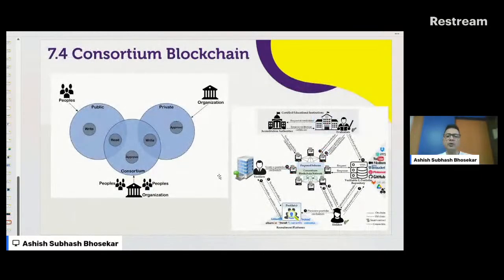And consortium blockchain is on the left side. It's just giving an overview. The right side is actually an example of an educational institution. I'll come to that later. So here you can see on the left side it's a public blockchain. The right side is a private one, and consortium means it is a mix of both things, right? So let's see what the consortium is.